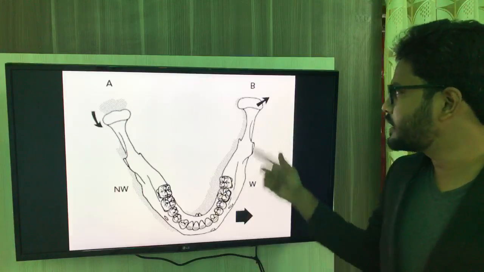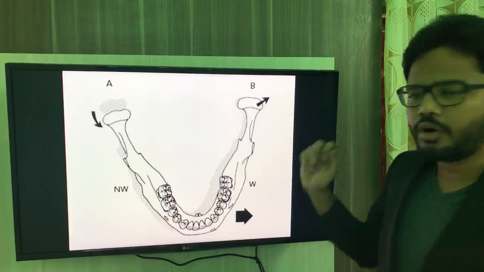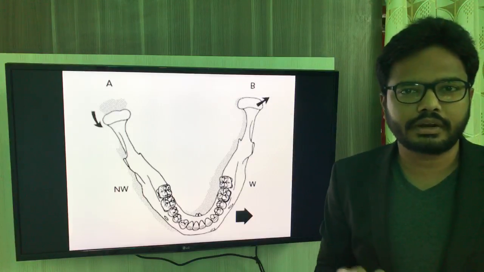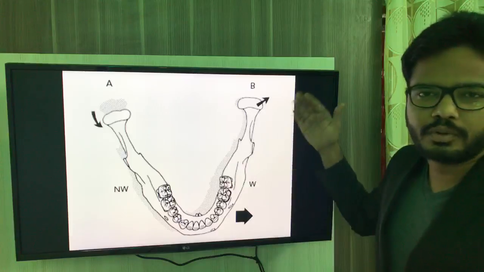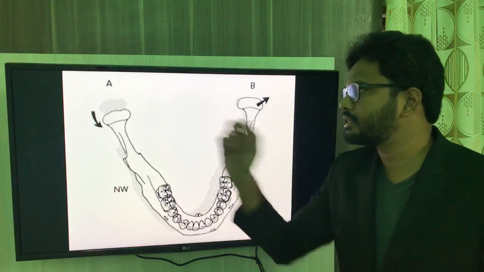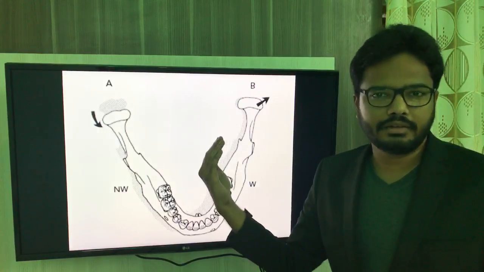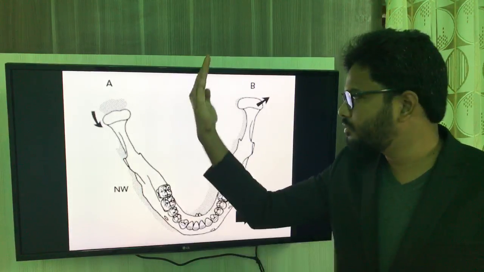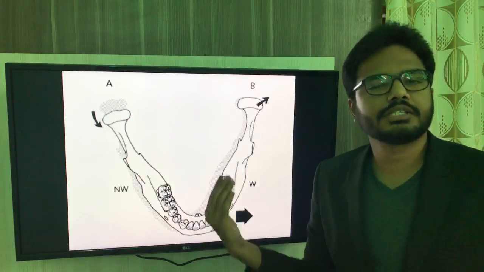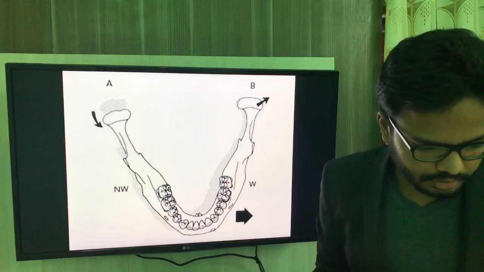On the working side, as represented by the arrows, the direction of movement of condyle is latero-posterior. It moves laterally and it moves posteriorly. Whereas in case of the non-working side condyle, you can clearly see that the condyle is moving forwards and medially. So medial or lateral, we're talking in terms of the sagittal plane, with respect to the sagittal plane, right? I hope it's clear.